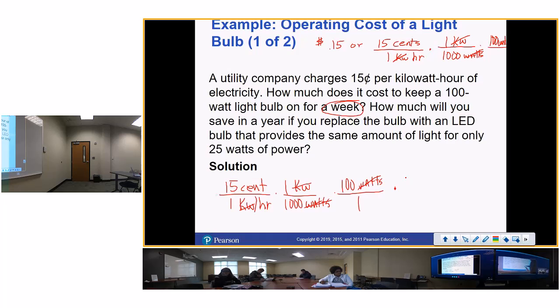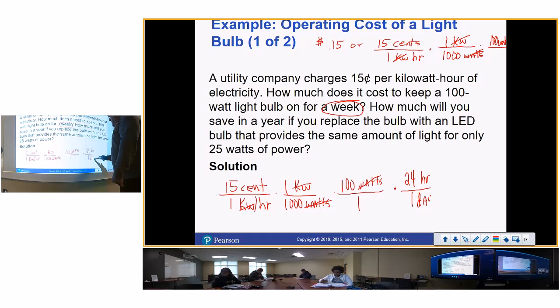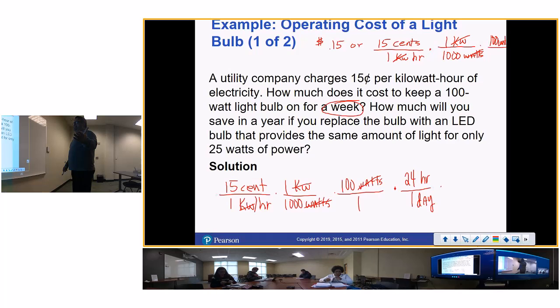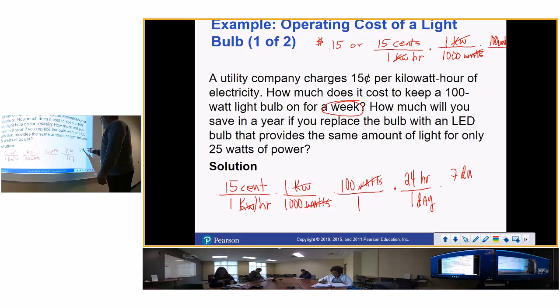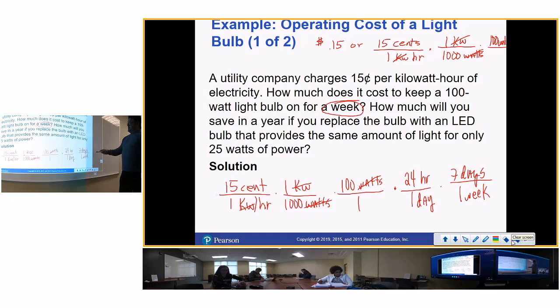So 24 hours is in what? 1 day. And do they say 5 days or 7 days? 7 days. Where does it say 7 days? It says for a week. Okay, now see, they should specify the week, because some people say 5 days is a week, business week. We're going to go with 7. 7 days is equal to 1 what? 1 week. All right, now cancel out your remaining, let's see, days cancel and hours cancel.